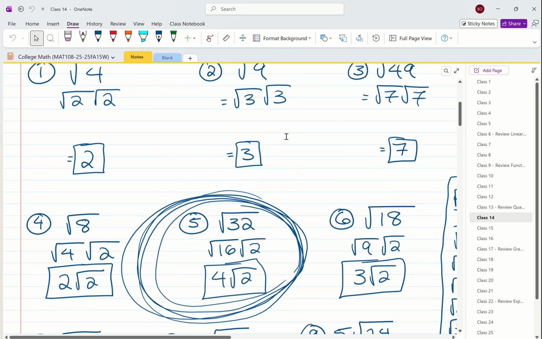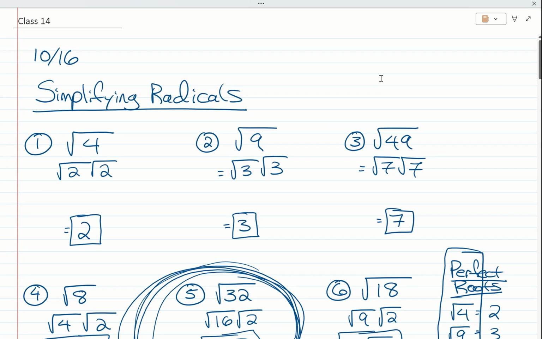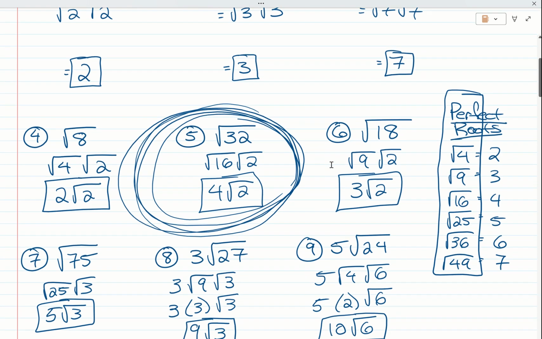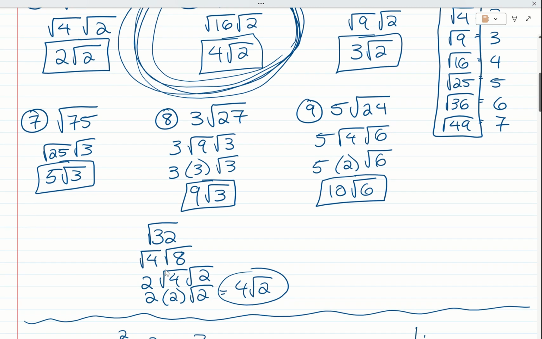Okay, so just as a friendly review, last time we were together, we were talking about a bunch of different things. We were talking about simplifying radicals, and we talked about how you want to find the largest perfect root that goes into whatever the radicand is. So for example, for 75, the largest of these perfect roots that goes into 75 is 25. 25 goes into 75 three times, so 25 times 3 is 75. And the square root of 25 is 5, so we would write 5 root 3. That's how we simplify radicals.